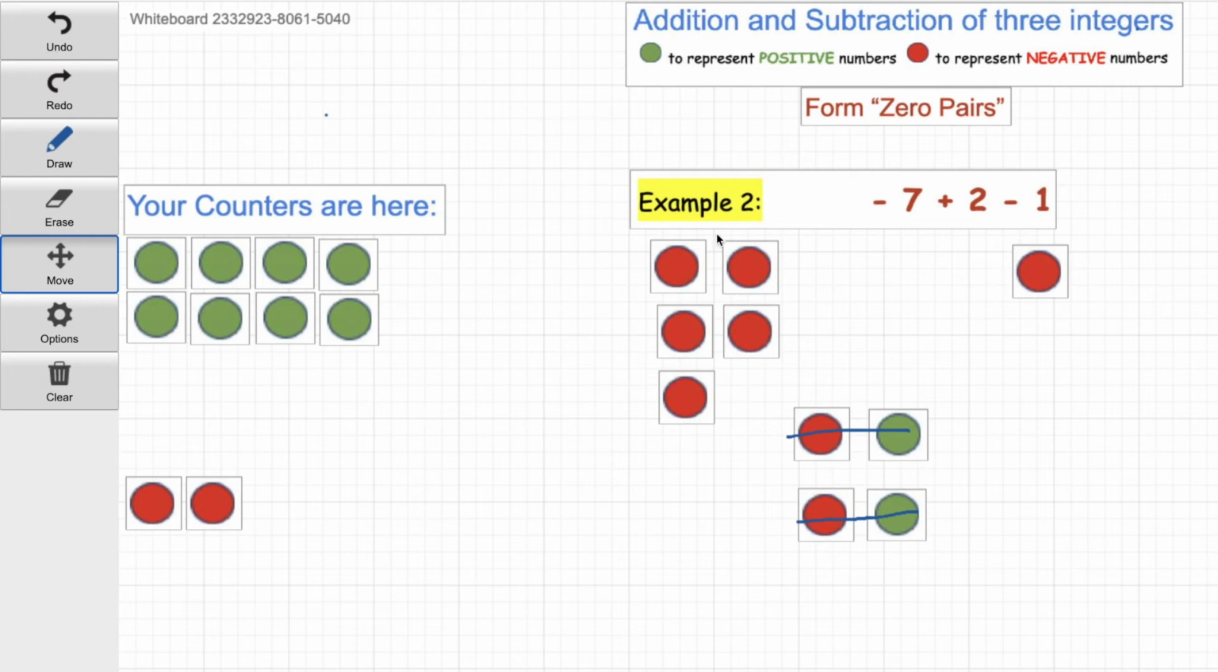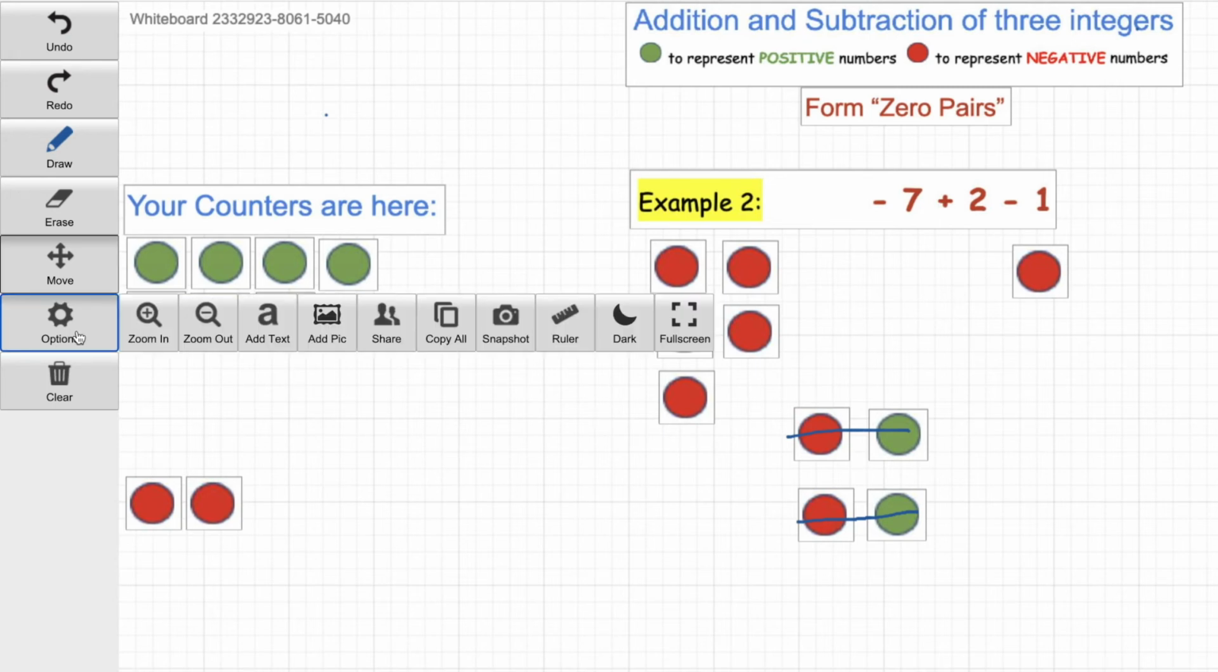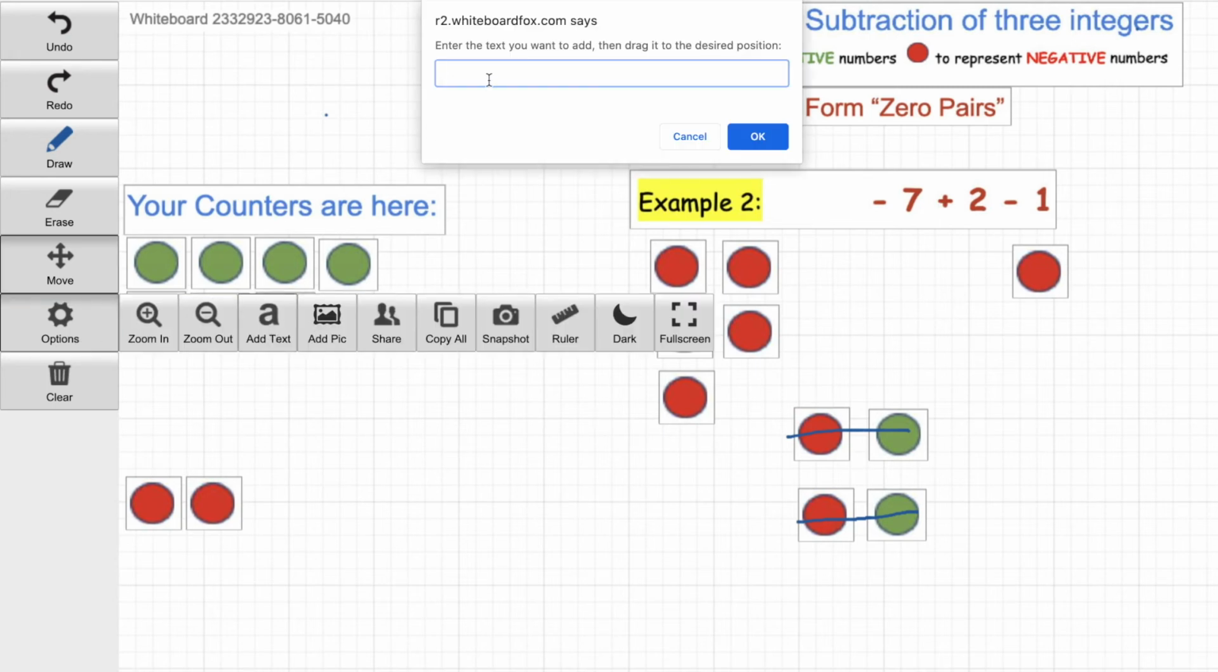Now we see that they are from the same family. So all we do is add them, and the color is going to tell us the sign. And if the counter is red, the sign is... excellent. The sign is negative. So here our final answer is -6.